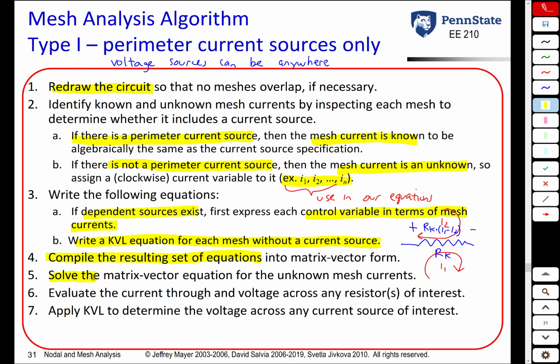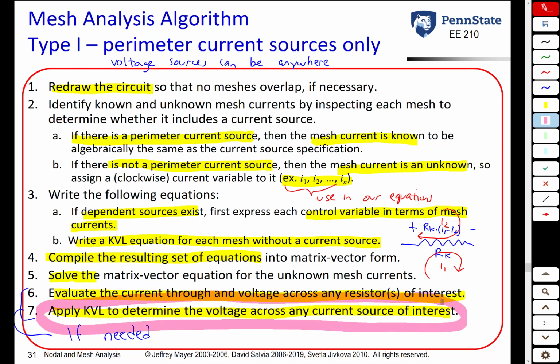Once you have the mesh currents, depending upon what you're looking for, you can now find voltages across resistors by using Ohm's law. That's step 6. Or if you want to find the voltage across a current source, you apply KVL for that loop at this point. So steps 6 and 7 are steps that you don't always need. So this is if needed. We'll see this in some of the problems we do. So once you find the mesh current, if necessary, you write additional equations. Step 7 in particular is a key step here.